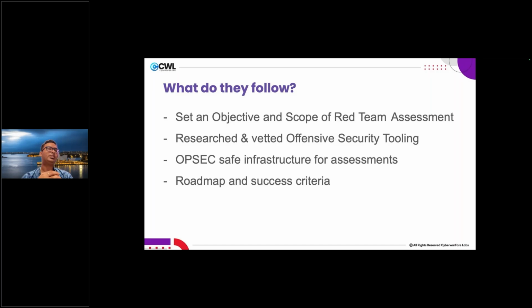Then roadmap and success criteria. So what is a roadmap? That means how long the red team engagement will be, in a period. It could be a week, it could be a quarter, it could run up to 6 months, depending on the objective that they have set, right? So that is the thing.